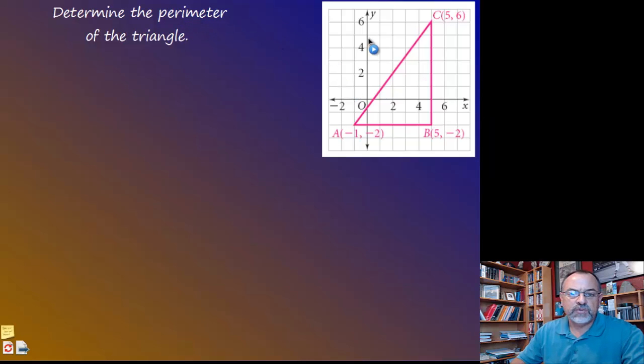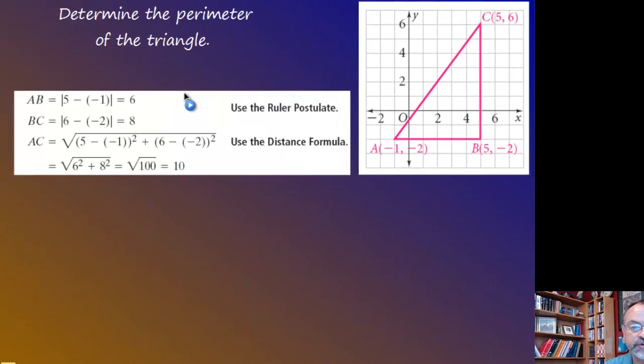So in this problem we need to know the perimeter. The perimeter I know is I need to add the lengths of these sides together. Now as I look at the diagram, the lengths of the sides are not given to me. So I have to figure, is there a way that I can calculate the lengths of the sides? With horizontal and vertical sides, we've talked about using the ruler postulate, and for diagonal sides, we've talked about using the distance formula. So even though the values for the perimeter that I need are not given to me, I can calculate them or determine them based upon things that I've done earlier this year.